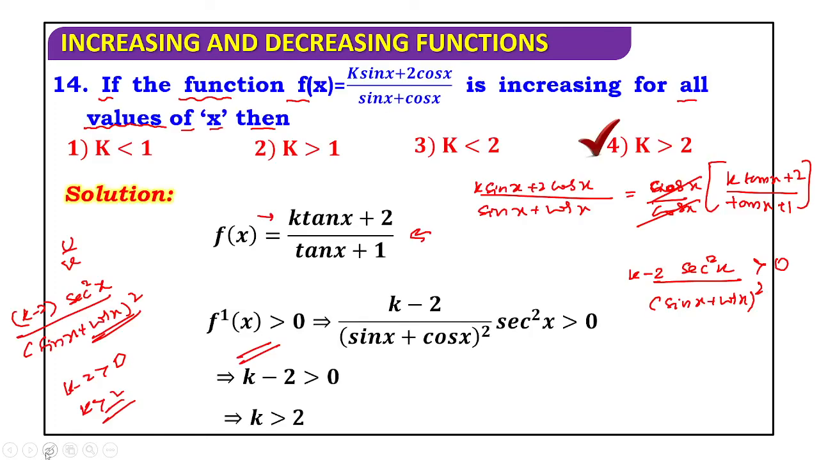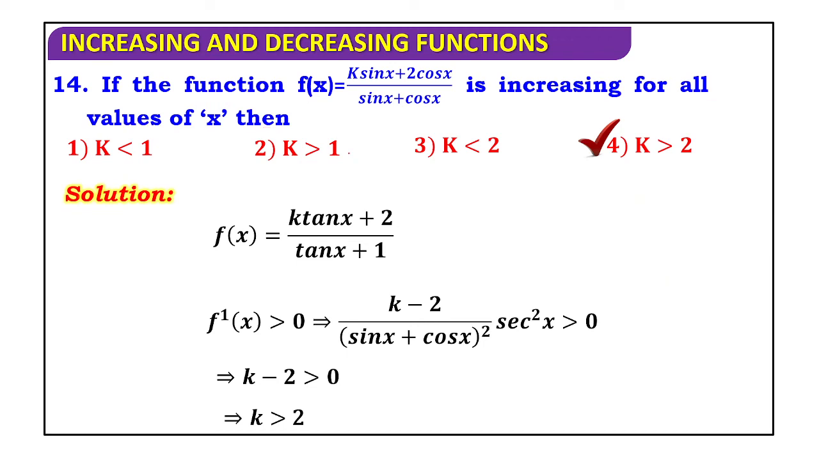Clear? For this you have to be very careful and not lose your concentration while solving. Otherwise you can simplify: AD minus BC must be greater than 0. A is k, D is 1, so k minus 2 must be greater than 0, k must be greater than 2. Clear? So if the function is positive, it is very good. If the function is negative, then you have to be careful about your function, differentiate it, and solve.